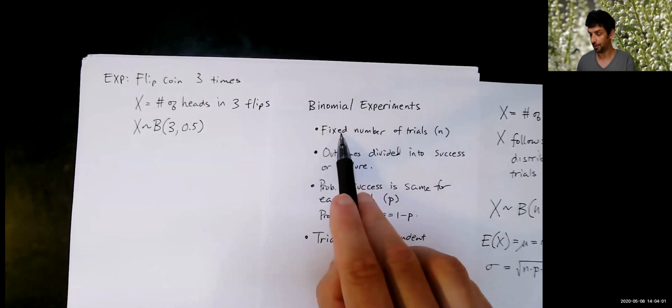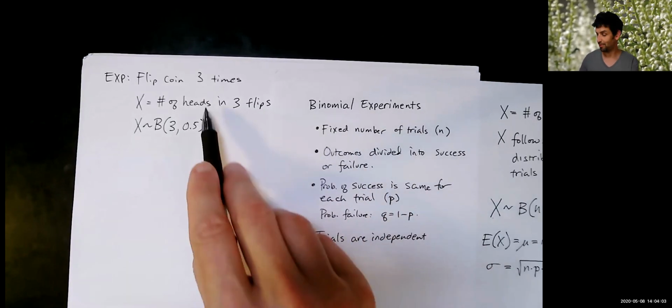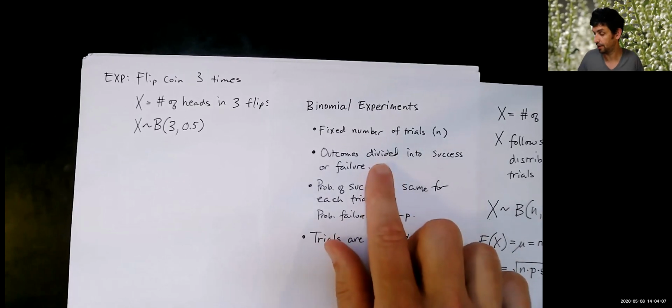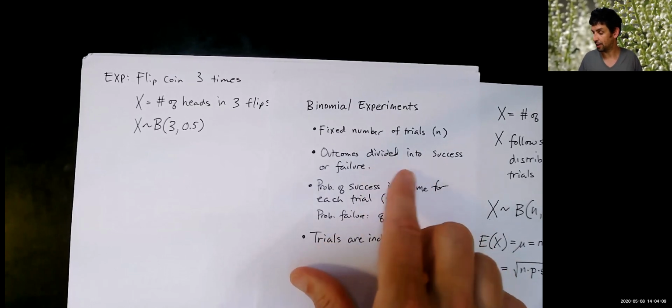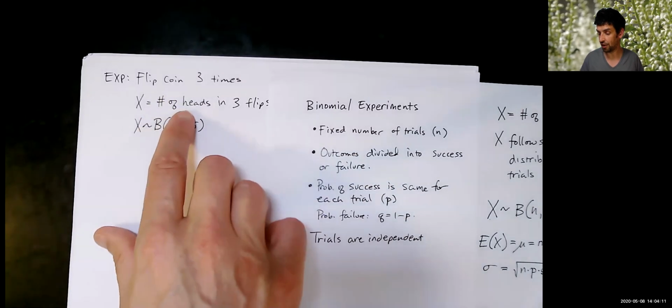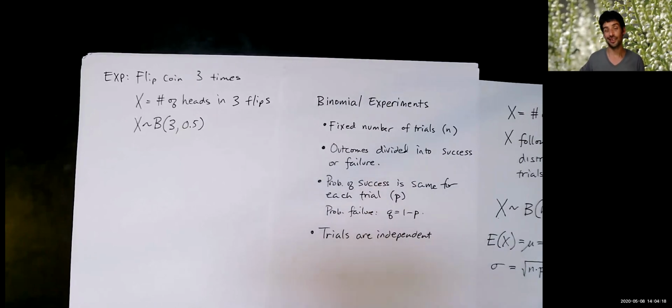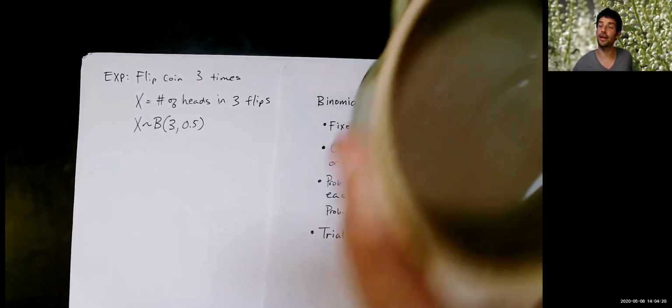What do I need to know? Fixed number of trials. I'm flipping a coin 3 times. If I did the same experiments again, it would still be 3 times. We've divided the outcome into success or failure. I've called flipping a heads a success. Everything else, in this case, the other thing, tails, is a failure. Right? This is a good reminder too. Success and failure don't have to be good or bad.